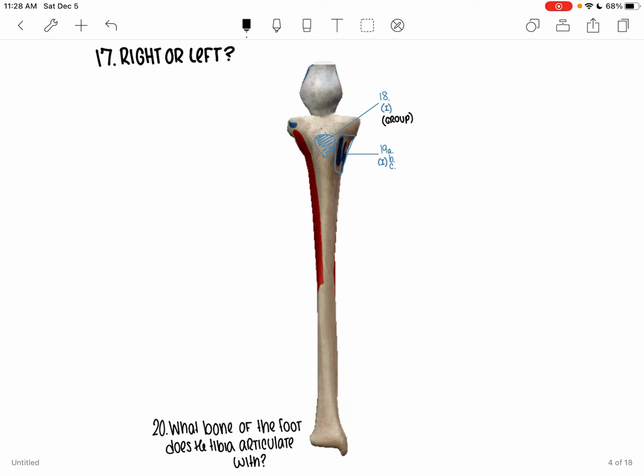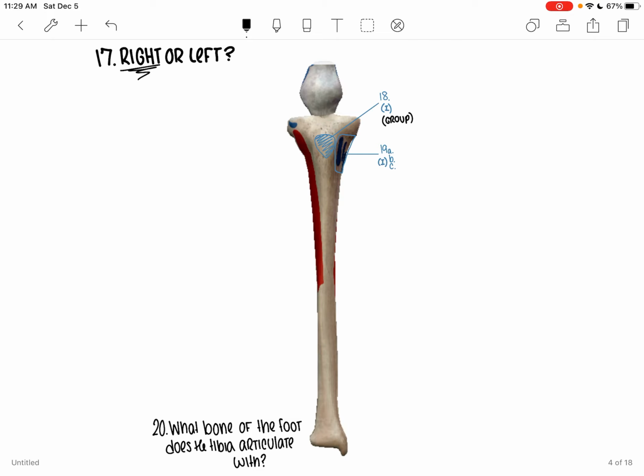All right, so number 17. Is this a right or a left tibia? Well, look for the medial malleolus. Obviously, that's going to be pointing medially. And another good thing to look for is the tibial tuberosity, which is always anterior. And a good hint here is this is going to be the patella. Using those, you can figure out that this is a right tibia.